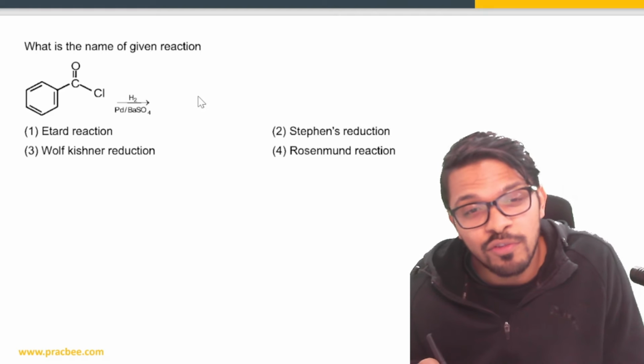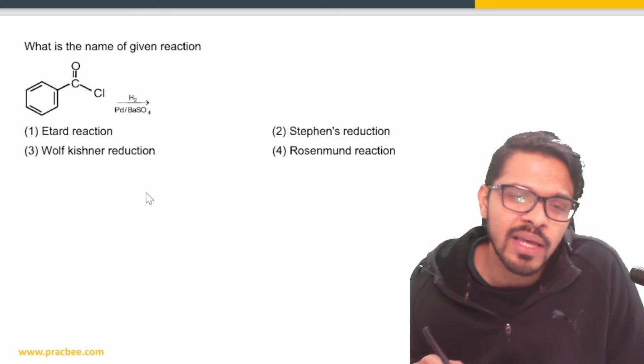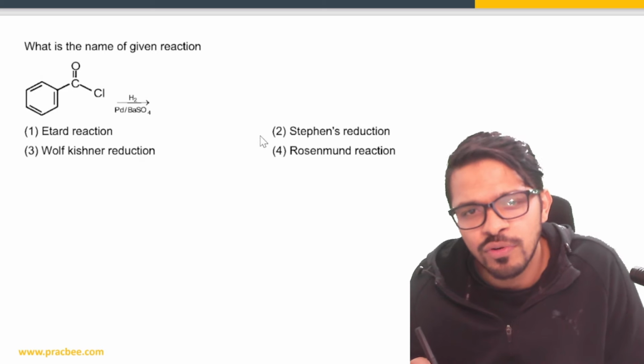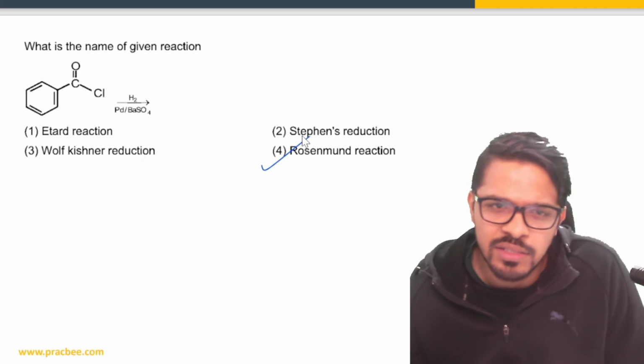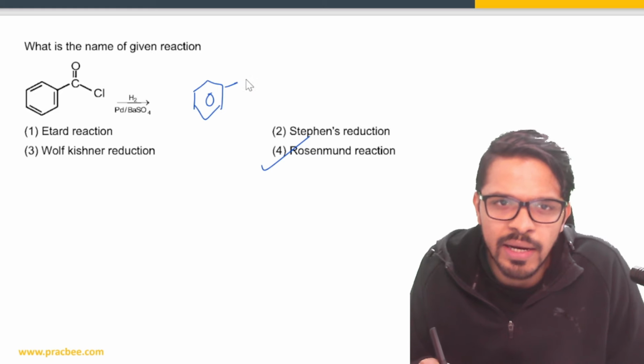Another question directly from NCERT. H2/Pd-BaSO4 is basically Lindlar catalyst. And if we talk about RCOCl reaction with H2/Pd-BaSO4, this reduction is called Rosenmund reduction. We get an aldehyde group, CHO group.